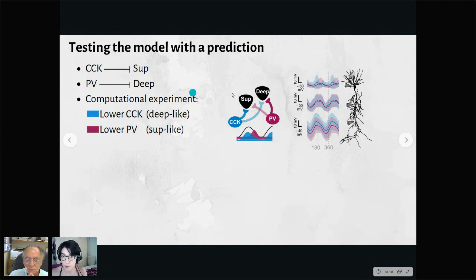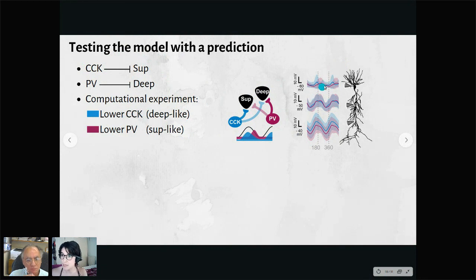We can perform a computational experiment, seeking a deep-like synthetic cell by lowering the CCK. We could also increase PV, but if we increase inhibition, then the model won't fire, or we will need a lot more time to achieve the same number of spikes. So we decided to lower the CCK to make deep-like cells and lower the PV to make superficial-like cells.